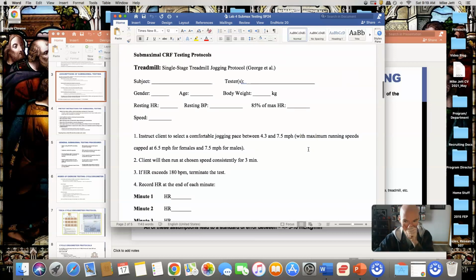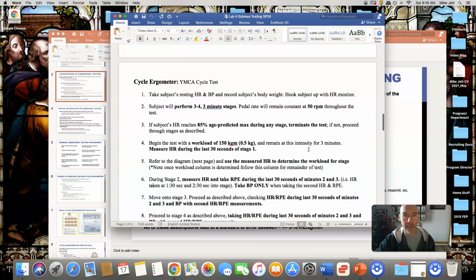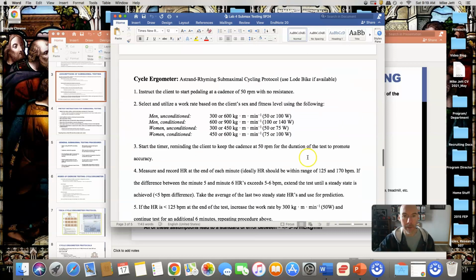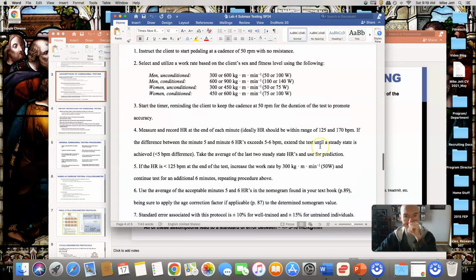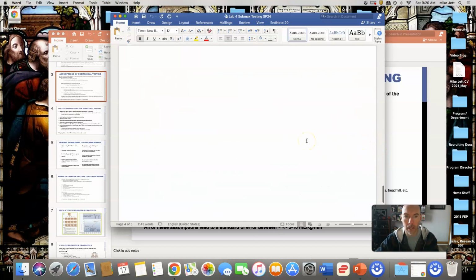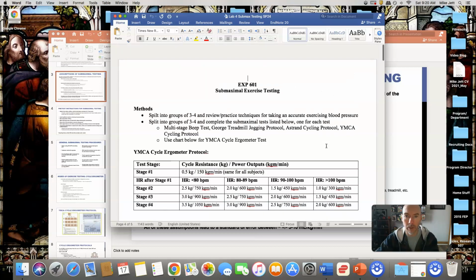Lastly then, we had the Astrand cycling protocol, which is described here. So again, just some basic familiarity with this, and roughly you could explain it to me for the quiz, okay? So that's going to do it. We've covered the review points.